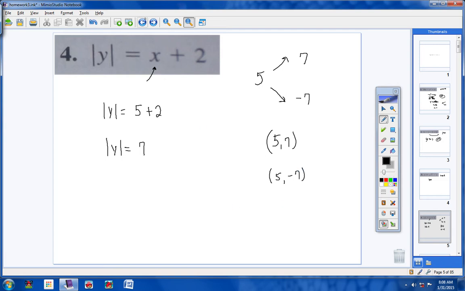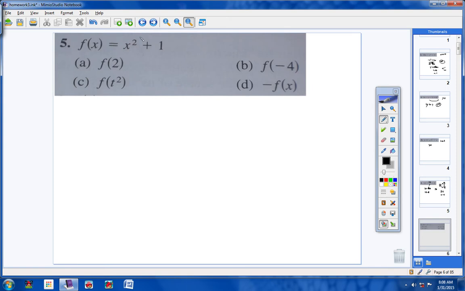Okay, alright, so no, not a function. This input gives you two outputs. In fact, every input will give you two outputs except one value. What would that value be? Negative 2, because negative 2 plus 2 gives you a 0, and the absolute value of y would give you out 0. So that's the only value that doesn't give you out two outputs, okay?